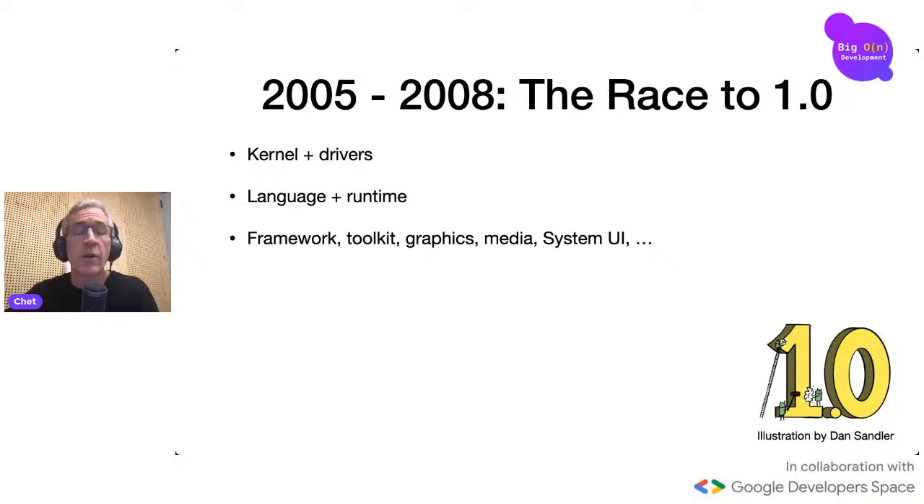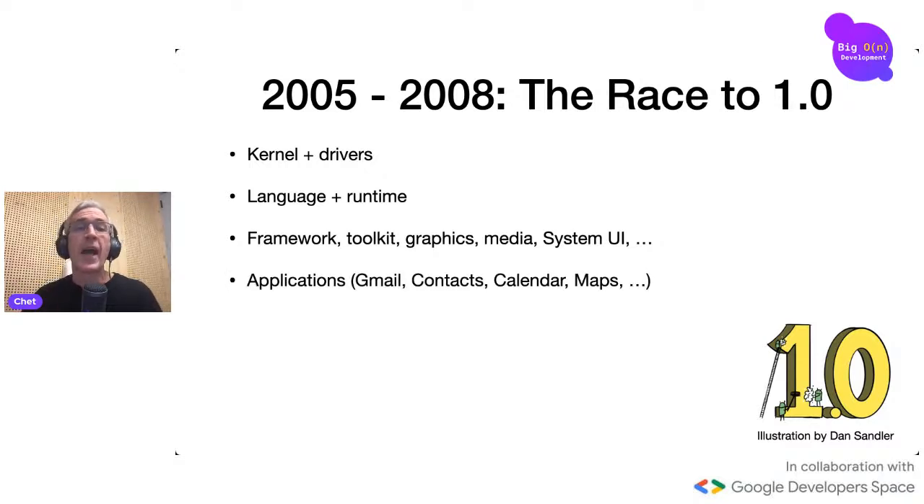You had media, so you had both audio and video stuff that needed to be written or acquired. In the case of video, they acquired technology from an external company. And you had the system UI so that you could have a home screen, you could have a way to launch these applications and navigate around the space. On top of all of that, then you had applications.